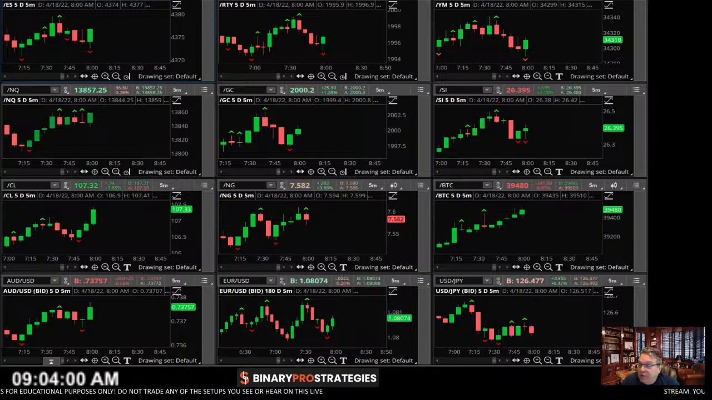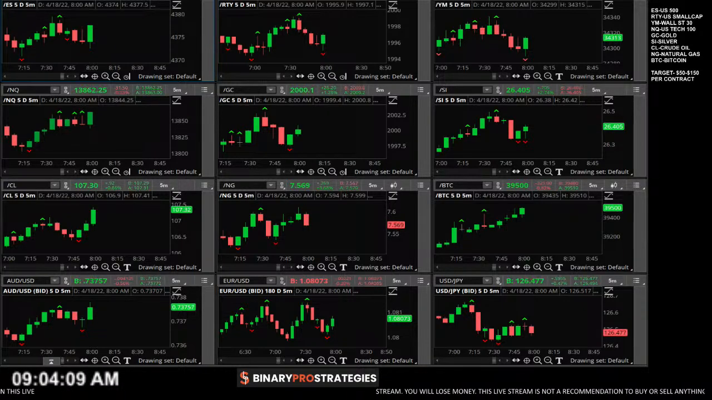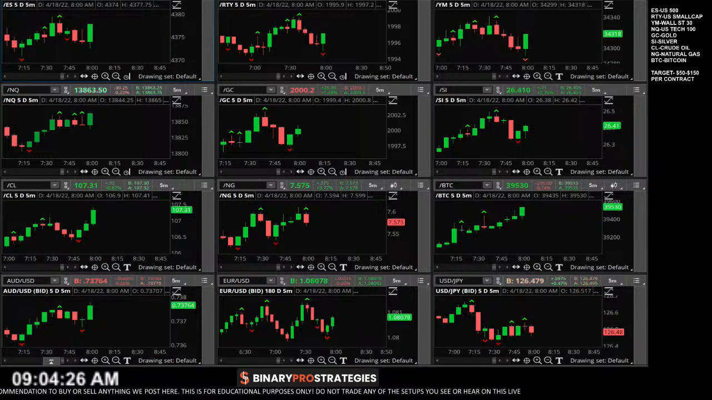Now, if you're not familiar with the symbols, let me go ahead and show those to you. When I say ES, that's going to be your small E-mini, also called the US 500. We have RTY, which is the small Russell, YM, which is Wall Street 30, and NQ, which is the US Tech. We have GC for gold, SI for silver, CL for crude, and NG for natural gas, and of course BTC for Bitcoin. Targets are typically going to run somewhere between $50 to $150.